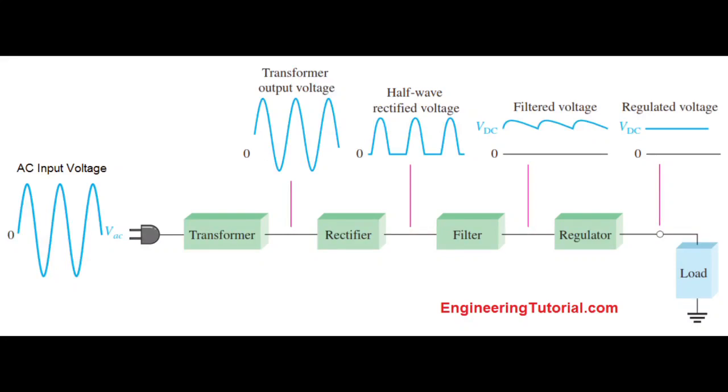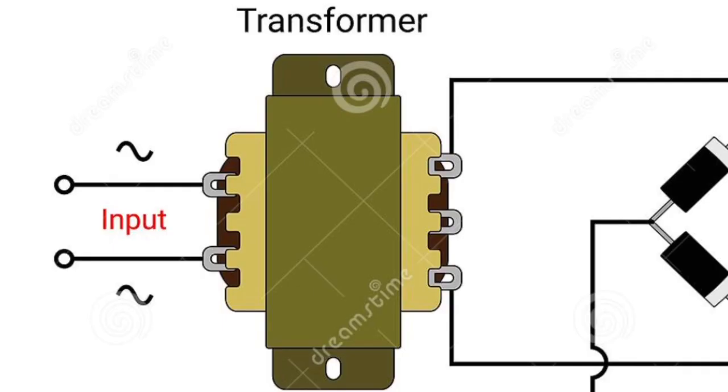A DC power supply is a circuit that converts AC voltage to DC voltage and supplies constant power to operate a circuit or a system. It's made of a transformer, rectifier, filter, and regulator. Transformers are commonly used to transfer electrical energy between different circuits while isolating them electrically, so there is no current transfer.